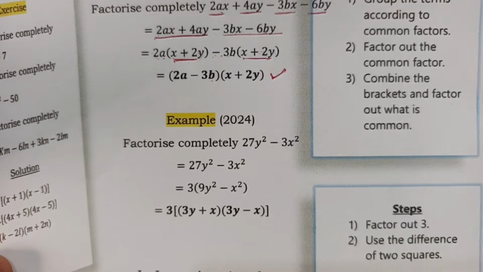So for the next question here, they are saying factorize. So basically, what we are going to do here is to check what is common here and here. So you see that a 3 is common and it can go into 27. So you're going to say 3 outside the bracket, open, 3 into 27y squared, it's 9y squared.